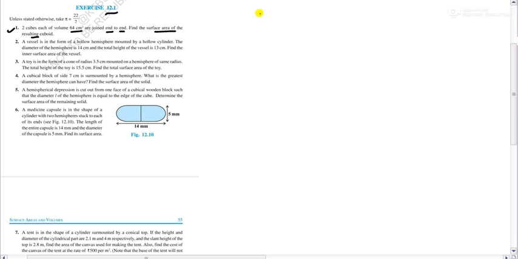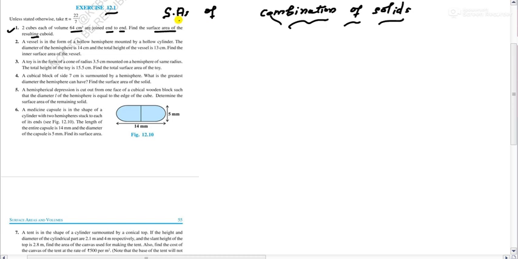This topic name is combination of solids. In ninth or 8th you might have studied about solids, like only cube and cuboid separately, and you might have solved how to find TSA, LSA and volume of those figures. But here it's a combination of those solids, and this topic is surface areas of the combination of solids. So mostly we are going to find the surface areas in this exercise.